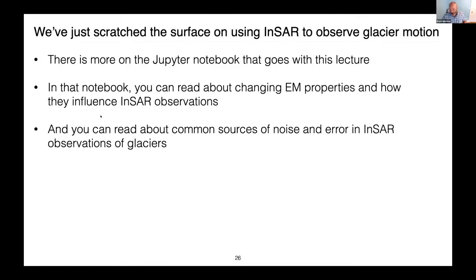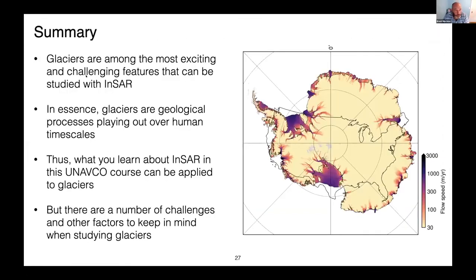So all this kind of thing just begins to barely scratch the surface on using InSAR observations to observe glaciers. There's a lot more in the Jupyter notebook that goes with this lecture. In that notebook, you can read about changes in electromagnetic properties and how they influence InSAR observations. You can read about common sources of noise and error in InSAR observations of glaciers and so forth. But just to wrap things up, and finish up on time, glaciers, I would argue, are among the most exciting and challenging features of Earth that can be studied with InSAR.